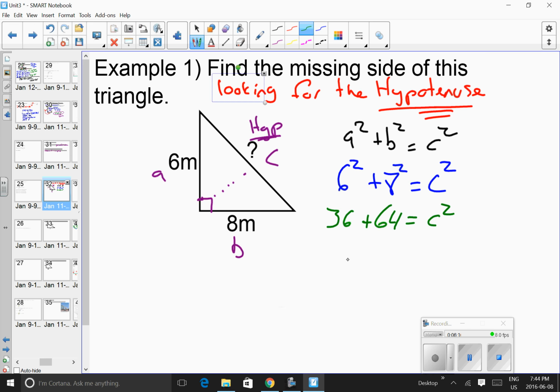So that equals 100. Equals c squared. But we're not done yet. See, that's what c squared equals. I want c by itself. So in order to get c by itself, I need to undo that square root.